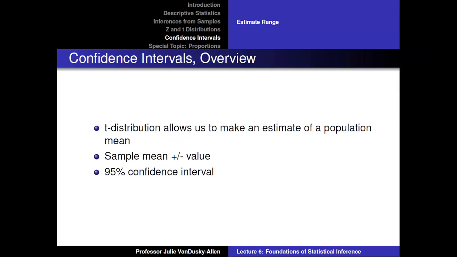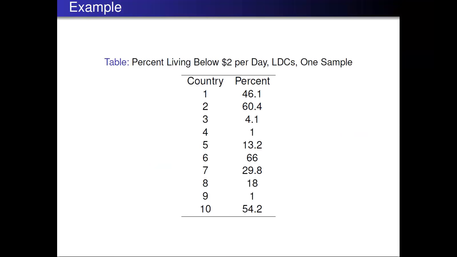Now I'm going to show you how to use the t distribution to estimate a population mean. To do this, we calculate a 95% confidence interval around a sample mean. The confidence interval allows us to make a low estimate of our mean and a high estimate of our mean. I will use the following data to demonstrate how to calculate a confidence interval for a sample mean.